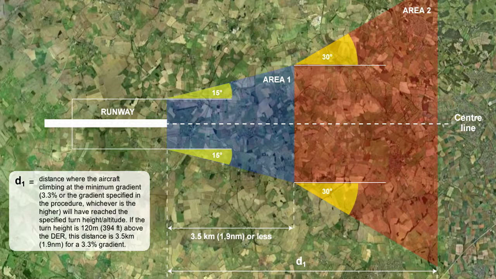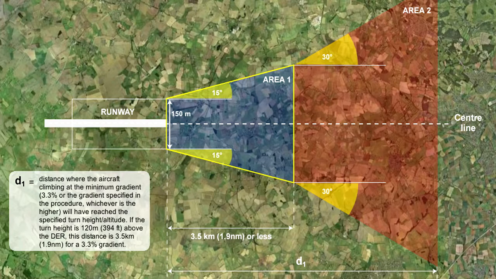At this point, we can usefully discuss minimum obstruction clearance, MOC, in terms of the departure footprint. Notice the two areas that extend from the departure end of the runway. These are the areas in which obstruction clearance must be guaranteed at the rate of 8 metres per kilometre. That is, 48 feet per nautical mile.